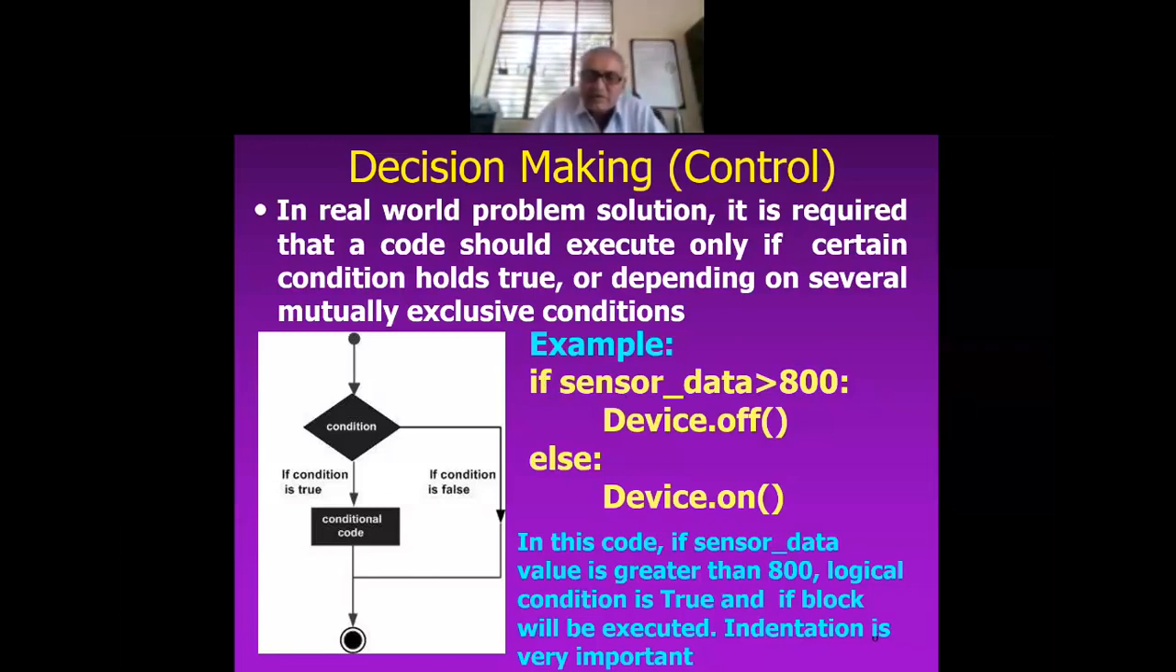So in this code, the sensor data value is greater than 800, the logical condition is true, and the if block will be executed. Indentation is very important here. If you forget to do the indentation, then this will not work. Okay, so you have multiple statements after the if condition, statement X, Y, and all that. Then here you can see the if condition, and then this is in indentation. Statement X is in indentation, and this is outside the indentation, right? So if the condition is true, then only statement X will be executed. And if the condition is false, then X will not be executed but Y will still be executed.